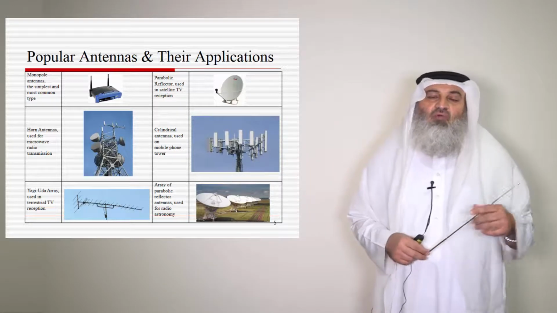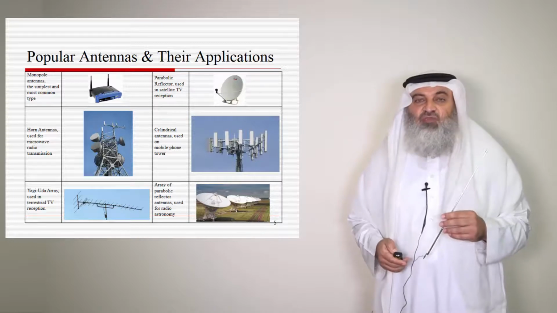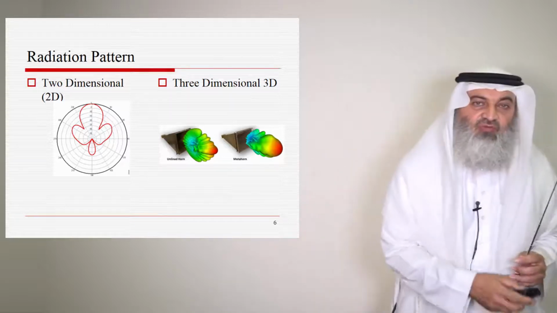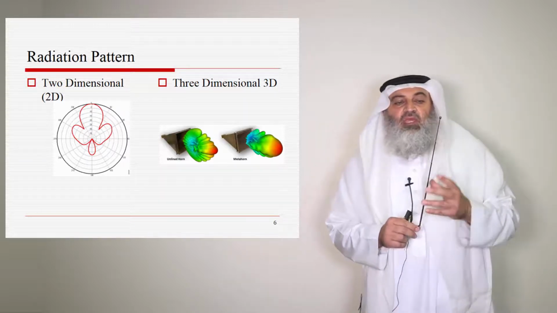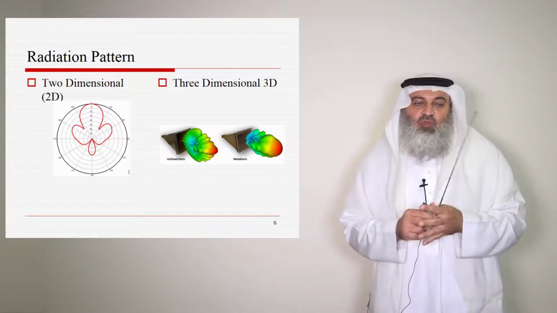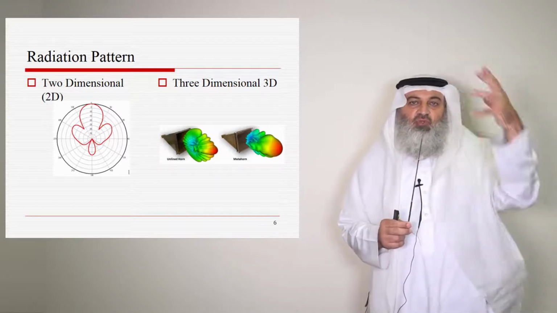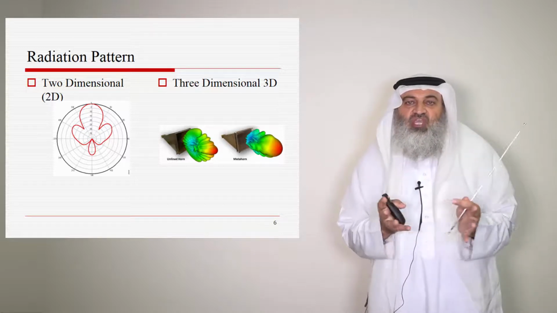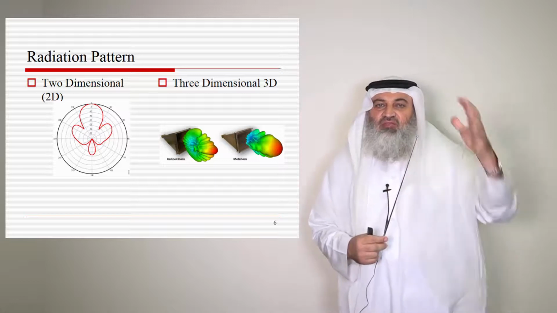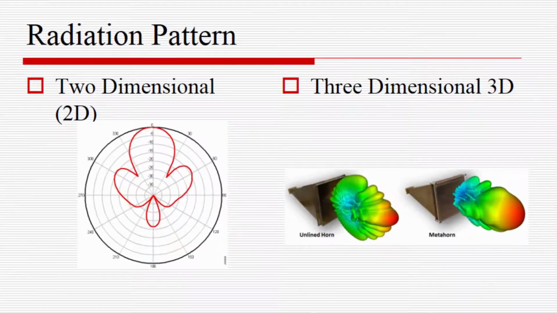Now, one of the characteristics of antennas is the radiation pattern. I want you to think of the antenna as generating waves, and just think of those waves as smoke. It produces smoke, and this smoke takes a certain shape. That's what we call the radiation pattern of the antenna. We can show it either in a two-dimensional plot, as you see on the left, or in a three-dimensional plot, the one on the right.